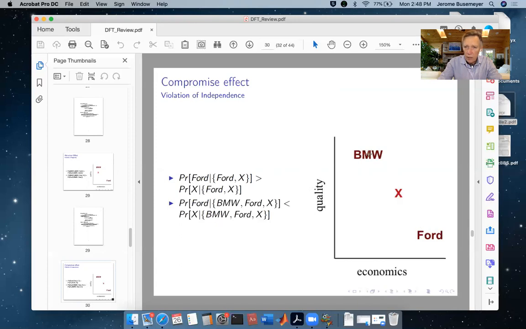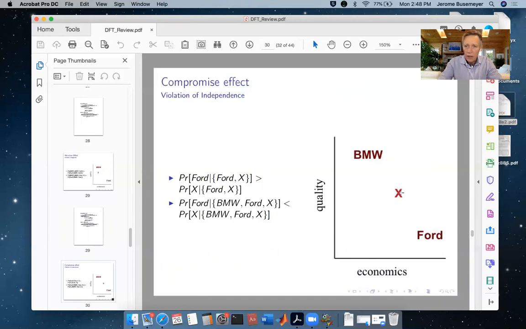What does the BMW do? It suddenly makes the Honda look like a compromise. Now BMW is at one extreme, high in quality, low in economics. Ford is at the other extreme, low in quality, high in economics, and now Honda's right in the middle. It's kind of like a compromise.